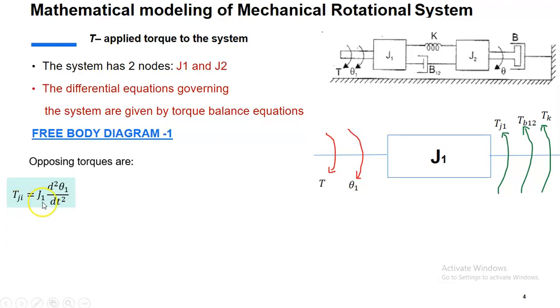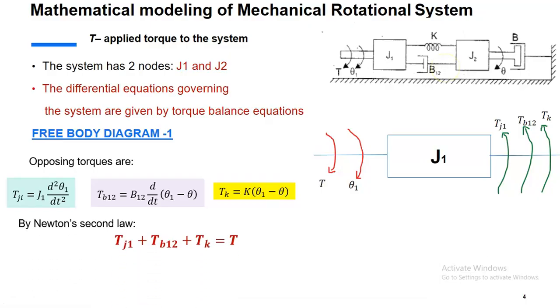Tj1 is governed by J1 d square theta 1 by dt square. Tb12 is B12 into d by dt of theta 1 minus theta. Why theta 1 minus theta? Because this element is available between two nodes, so there will be a displacement at both ends. Then we have Tk, which is equal to k into theta 1 minus theta, because we are considering J1, so it is theta 1 minus theta.